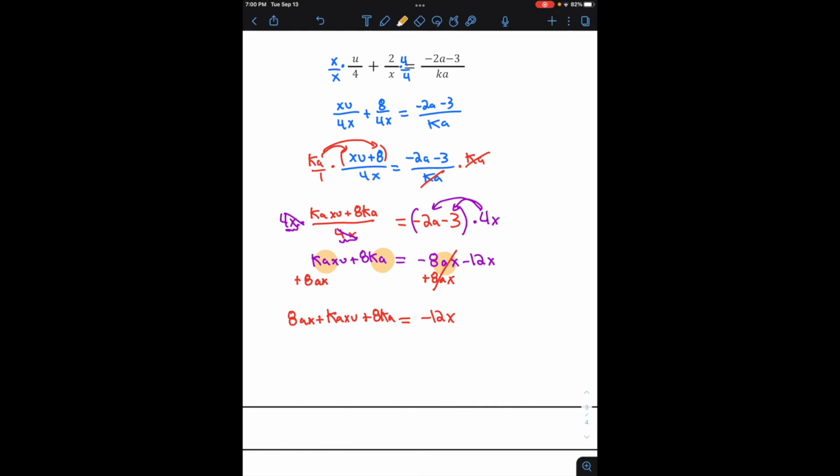Beautiful. Now we are ready to factor. So we have a in this term, and this term. They have a common factor of a, so we're going to factor out the a. And we get a times 8x plus kxu plus 8k, because if we were to distribute that a back in, we would get back to our equation above. So we factor out a, it's equal to negative 12x.